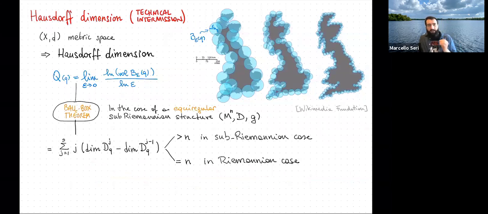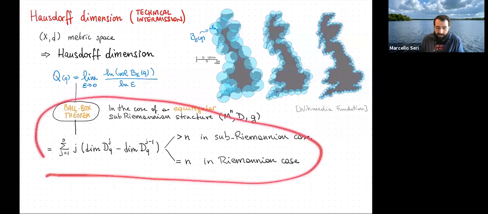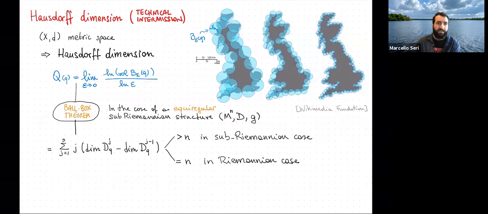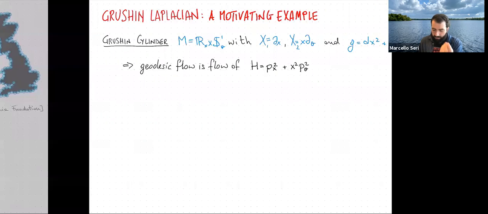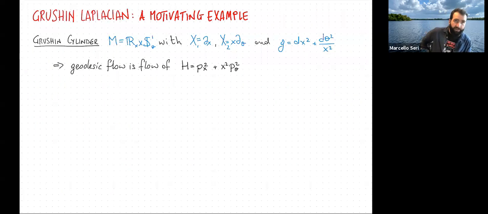And in fact, every time this D is a proper subspace of the tangent bundle, your Hausdorff dimension is going to be strictly larger than the dimension of the space. So in the contact case, the space is 3-dimensional, yet the Hausdorff dimension is 4. In the quasi-contact case, you have dimension 4, and the Hausdorff dimension is 5. And thanks to the Ball-Box Theorem, in the equiregular case, which is still a large number of cases, it's actually easy to compute. Why I brought it up is going to become clear soon, but this is something that we will need.